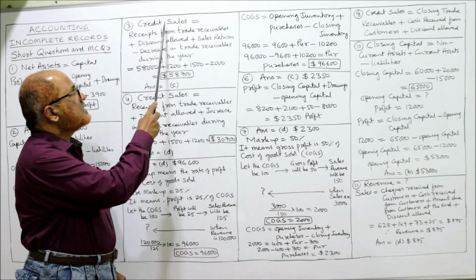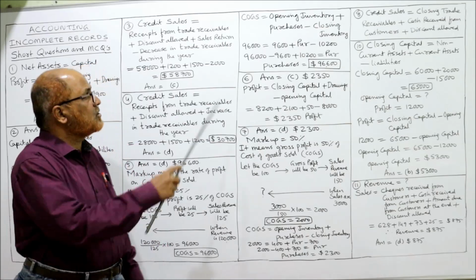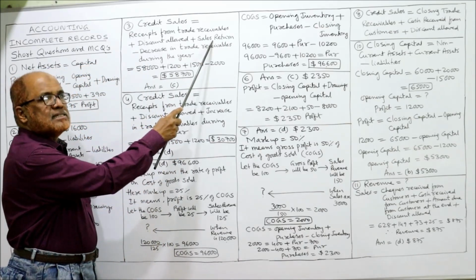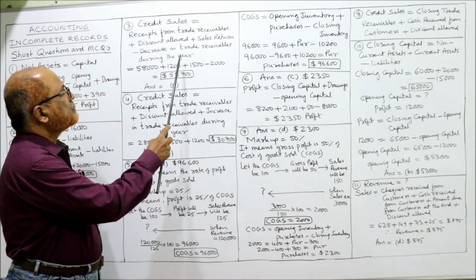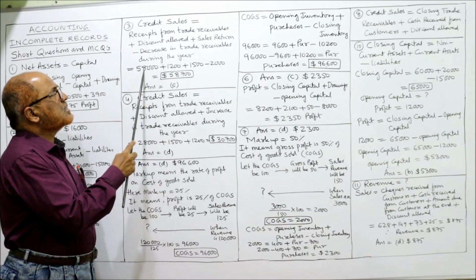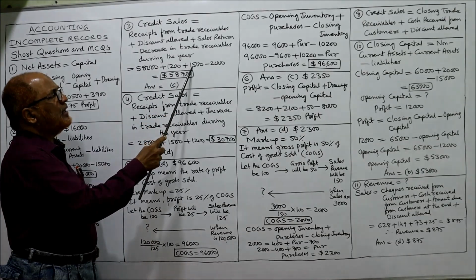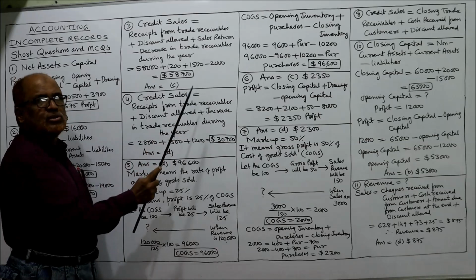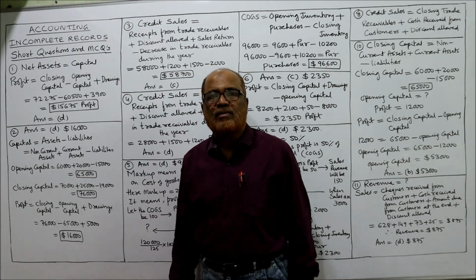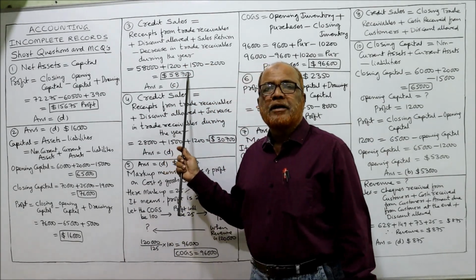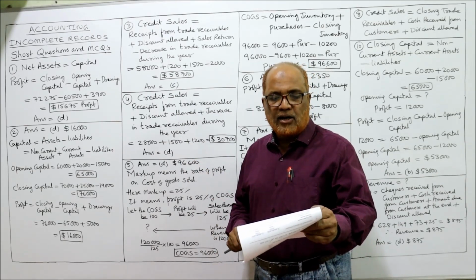So here credit sales is equal to receipts from trade receivables, that means amount received from trade receivables plus discount allowed plus sales return minus decrease in trade receivable during the year. So everything is given in the problem. Receipts from trade receivable 58,000, discount allowed 1,200, sales return 1,500, decrease in trade receivable is 2,000. Deduct 2,000. So $58,700. This is the credit sales. Answer is C.